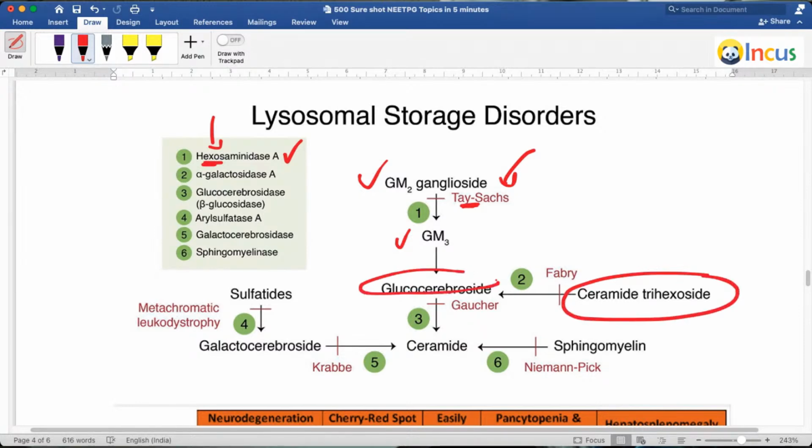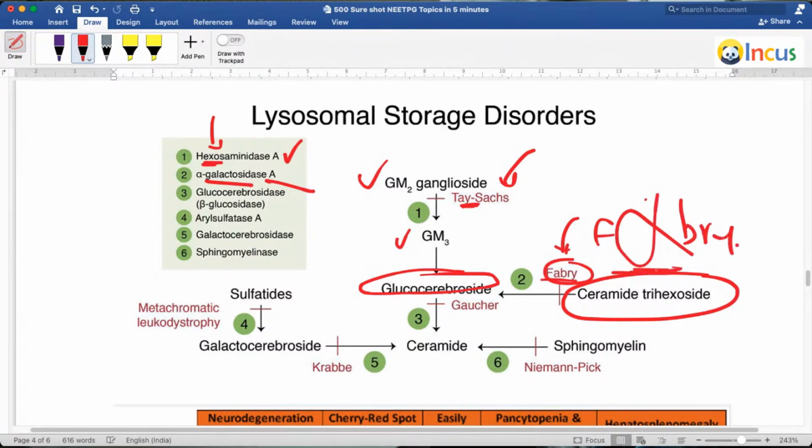Then ceramide becomes glucocerebroside. For that, you fundamentally require alpha galactosidase A. Alpha galactosidase A is deficient in Fabry. So, Fabry, this is alpha, right? So, you have alpha galactosidase A is Fabry. Tay-Sachs, Tay, and this is X. Some stupid way to remember, but we need to.